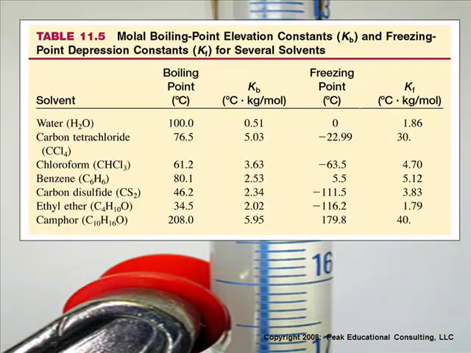Okay. So here is that table that Mr. Sams was referring to. For water, the boiling point is 100 degrees Celsius, assuming you live at sea level. The K_b is 0.51, with units of degrees Celsius times kilogram over moles. And the K_f is 1.86. For different solvents, carbon tetrachloride, chloroform, benzene, et cetera, the values are different. Depending on the question, we'll use this table.